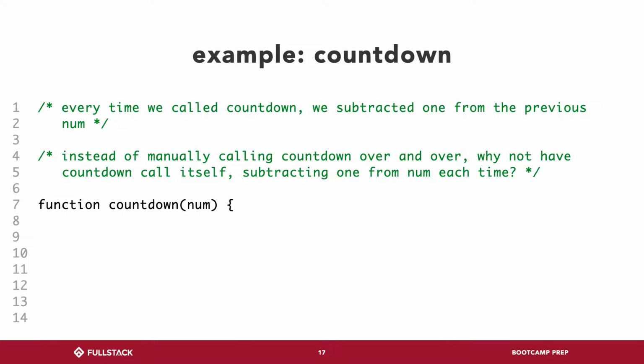Every time we called countdown, we subtracted 1 from the previous number. Instead of manually calling countdown over and over, why not have countdown call itself, subtracting 1 from number each time?